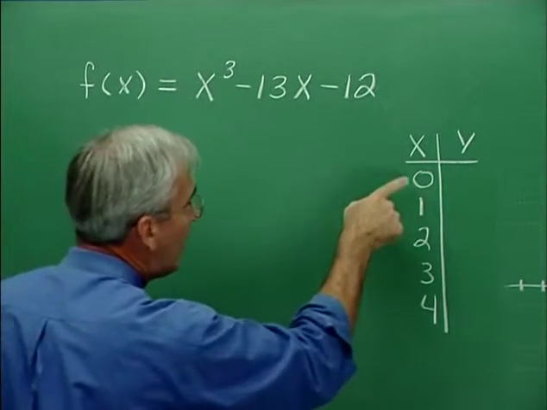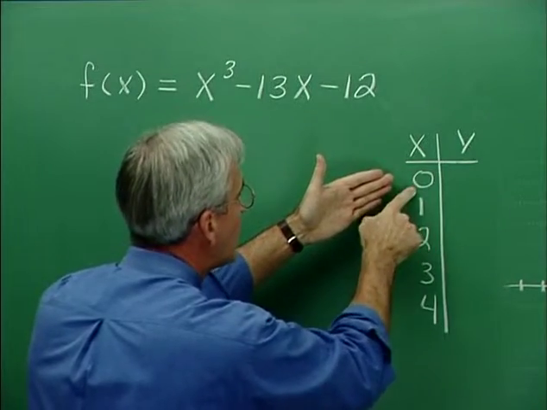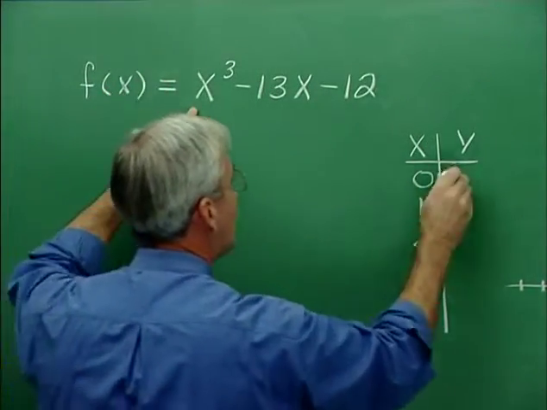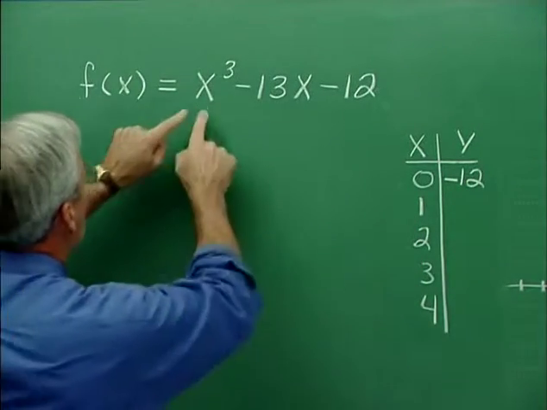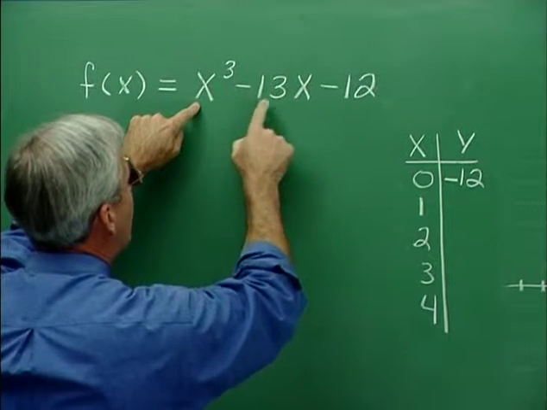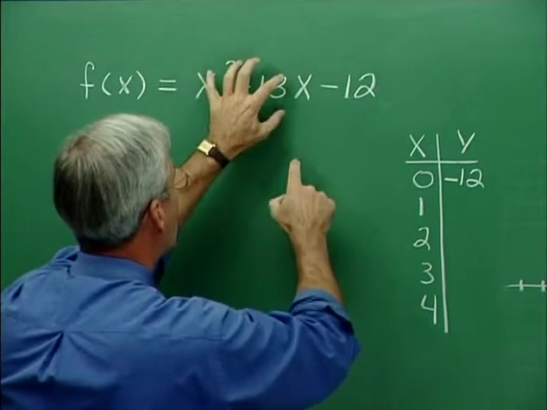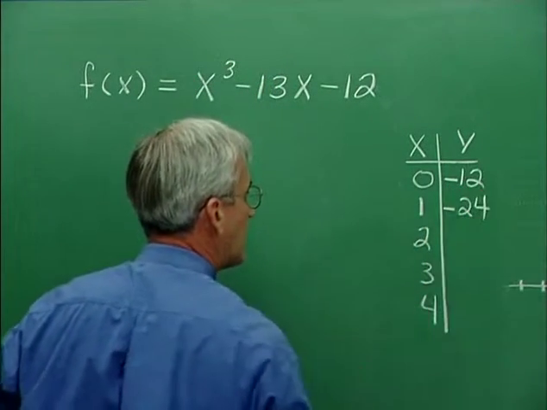Okay. f of 0, well, let's see, it's pretty easy for us to tell what y is when x is 0. If x is 0, these two terms go out, and y is negative 12. All right, f of 1, that's pretty easy also. 1 cubed, and then negative 13 times 1 is negative 13. 1 minus 13 is negative 12. Minus 12 minus 12, that's minus 24. All right, that's easy enough.